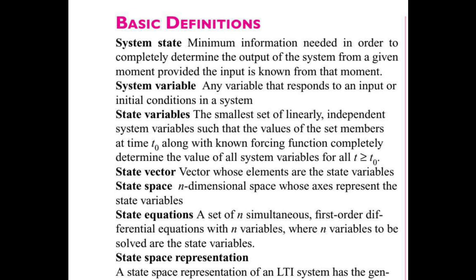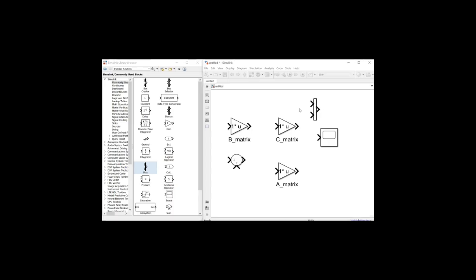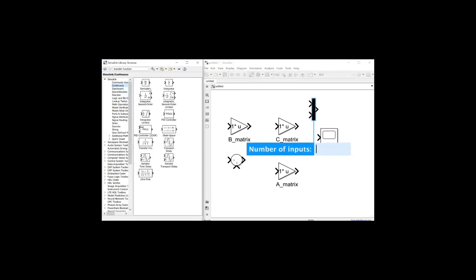Fourth, state vector. A vector whose elements are the state variables. Fifth, state space. N-dimensional space whose axes represent the state variables. Sixth, state equations. A set of n simultaneous first order differential equations with n variables, where the n variables to be solved are the state variables. Last one, state space representation. A state space representation of an LTI system has the general form.